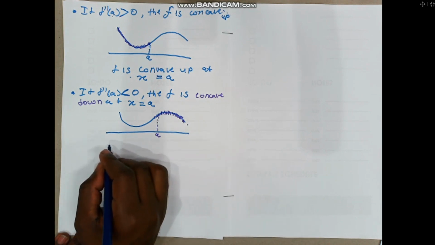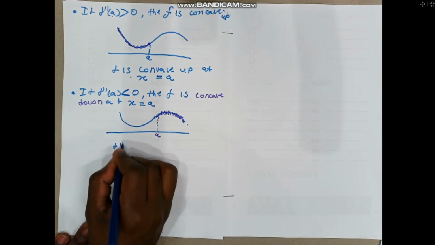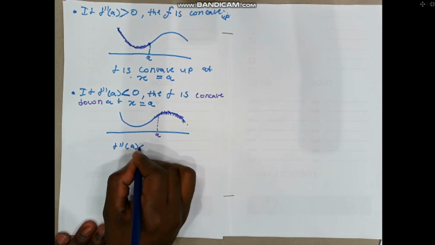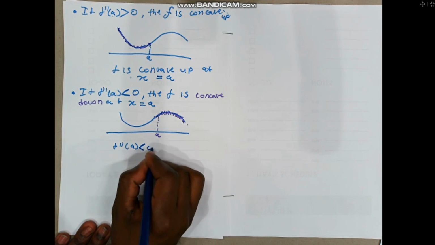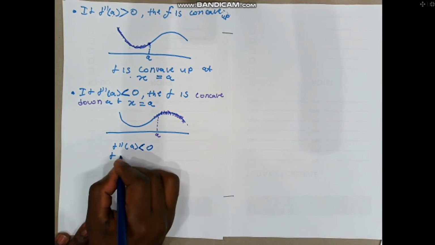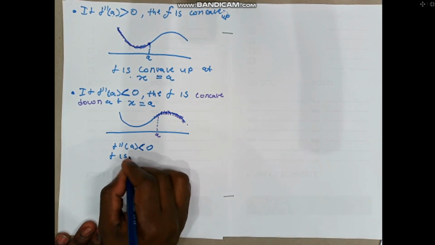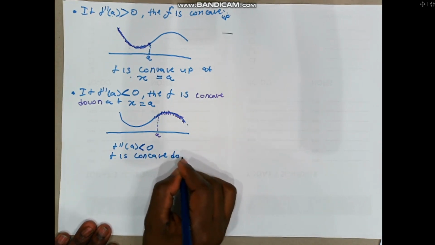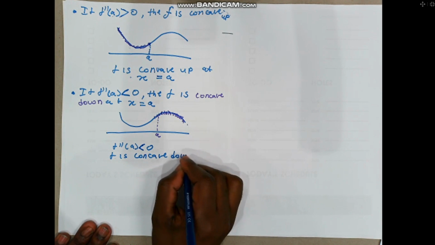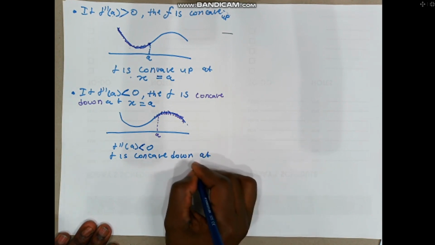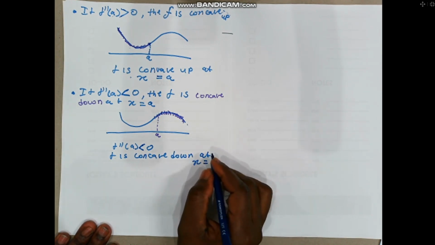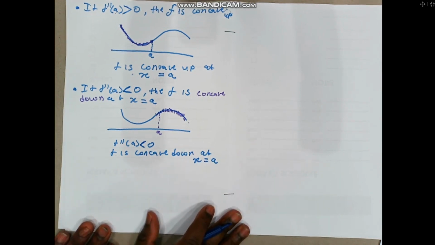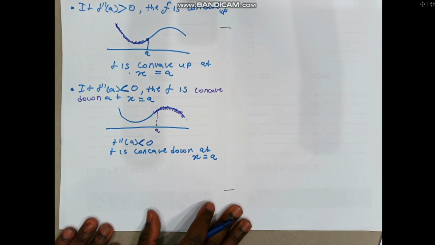So f prime of a is less than 0. So f is what? It's a concave down. Concave down at x is equal to a. I hope you see that one. I hope you understand that one.